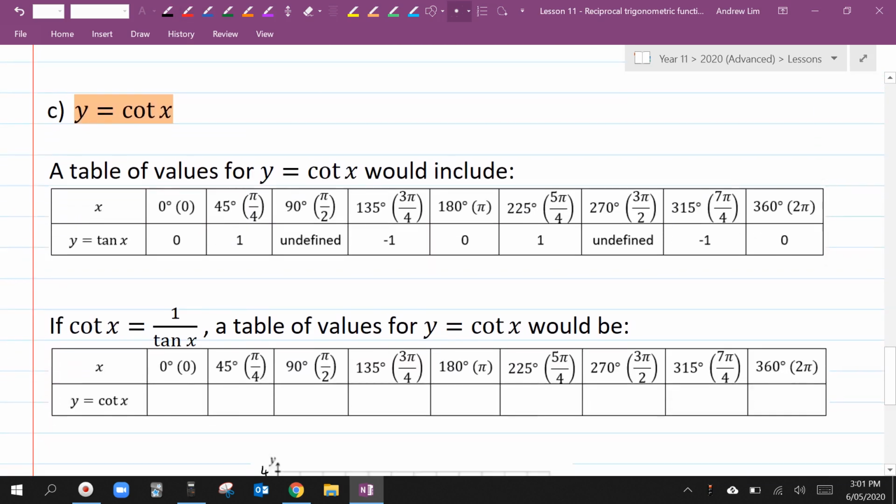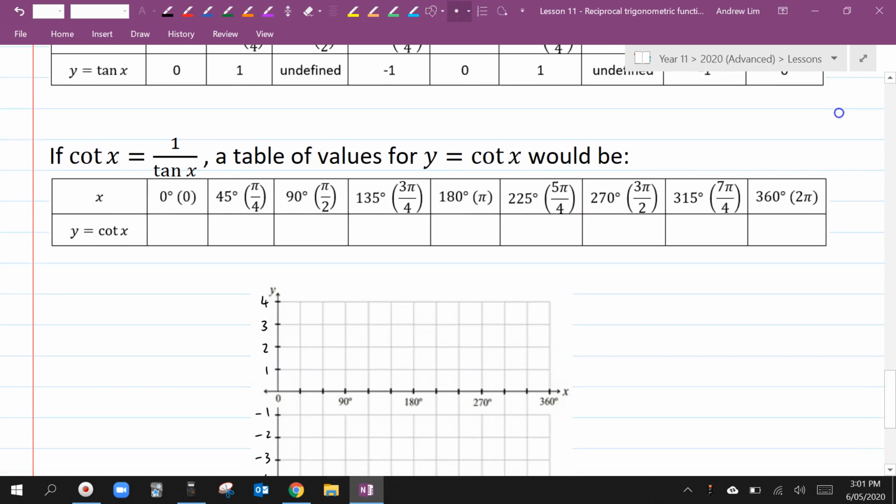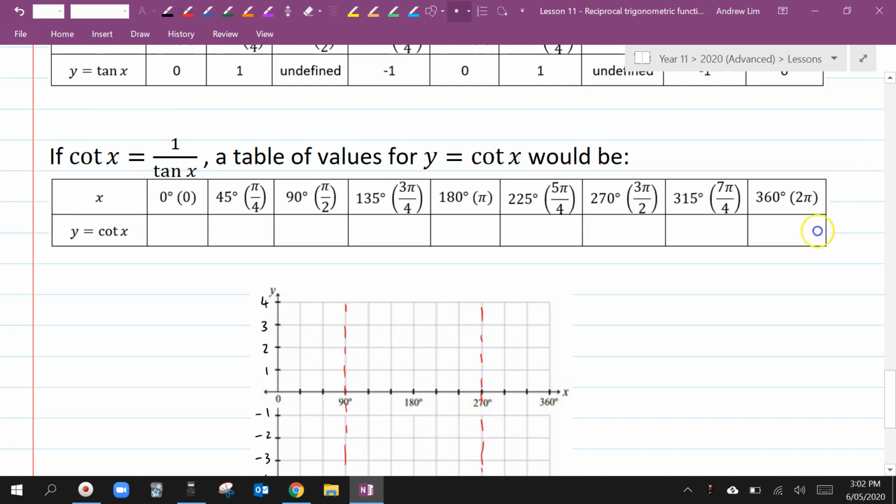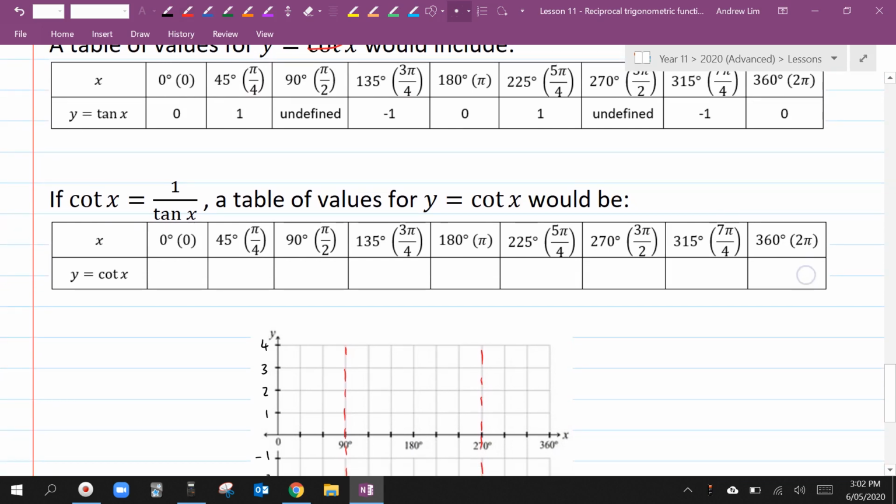Alright, let's have a look at the last one, y equals the cotangent of x. So a table of values for y equals cotangent of x would include, actually, this is my mistake, that should say tan: 0, 1, undefined, minus 1, 0, 1, undefined, minus 1, 0. So if we were to graph this, we will have vertical asymptotes at 90 degrees and 270. 0, 0, 45 degrees is 1. Okay, so it's going to look something like this.